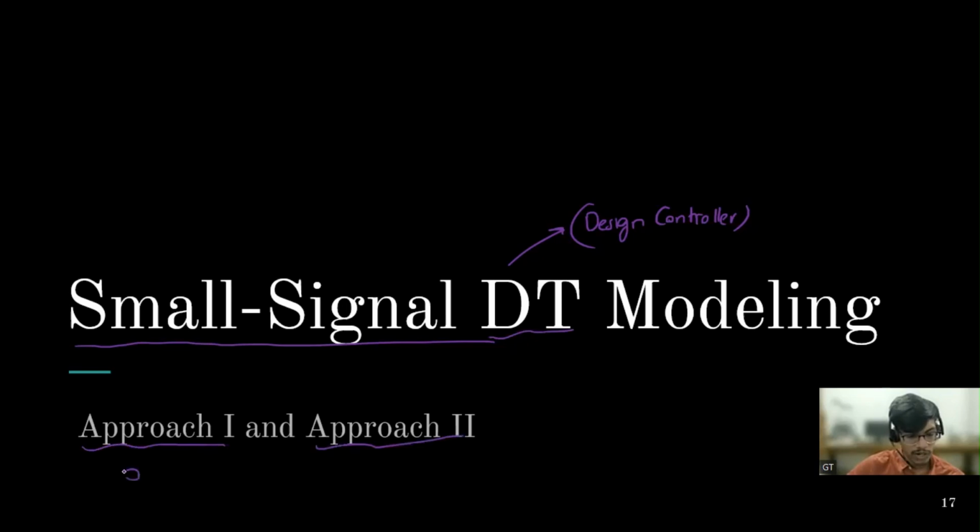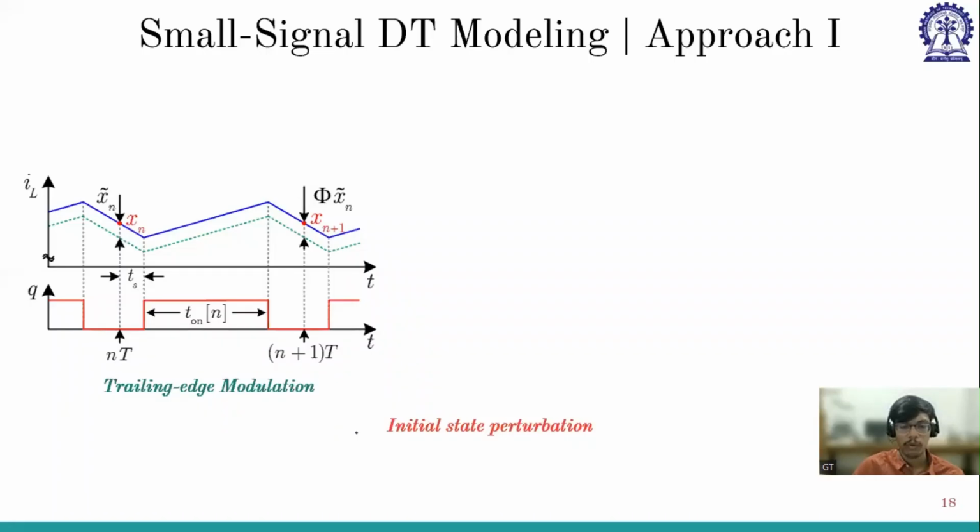In approach 1, there is something called the phi comma gamma method, and in approach 2, it is something called the Jacobian method. Approach 1 we'll discuss first, and then we can go into approach 2. In approach 1, there is phi and gamma, as I have mentioned. Phi is mainly due to the initial state perturbation, and gamma is due to the duty ratio perturbation. First we'll discuss phi.